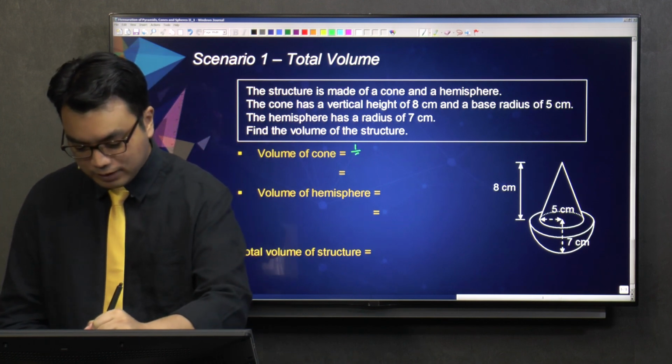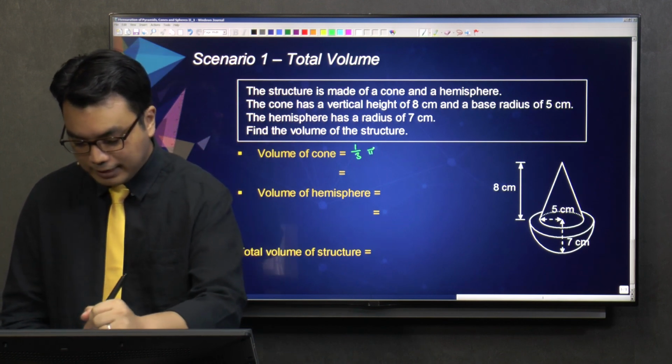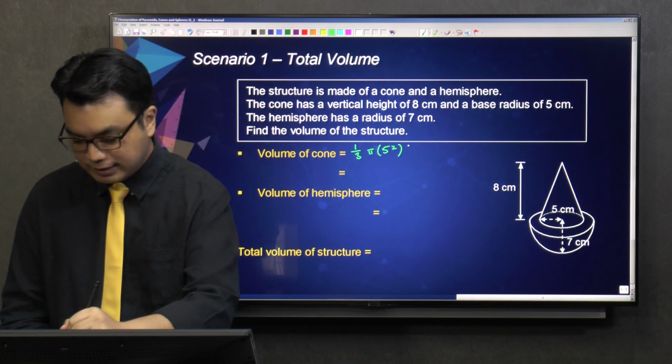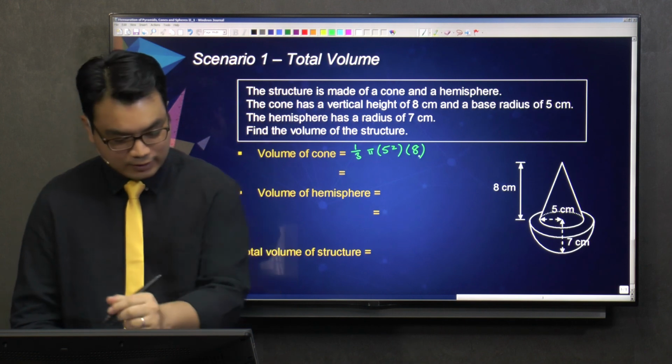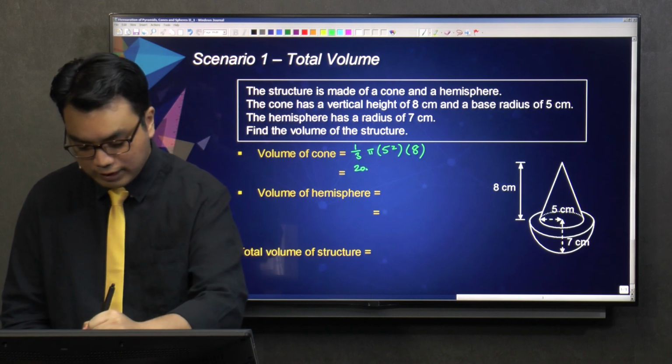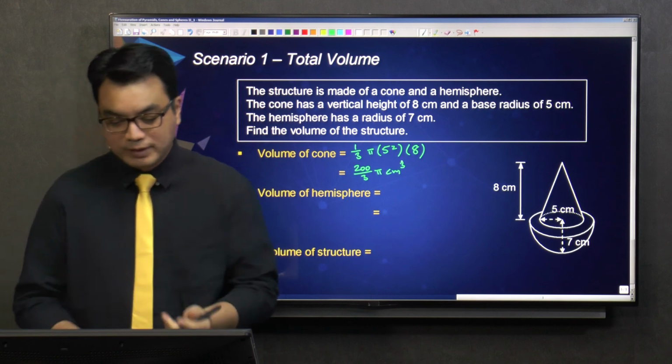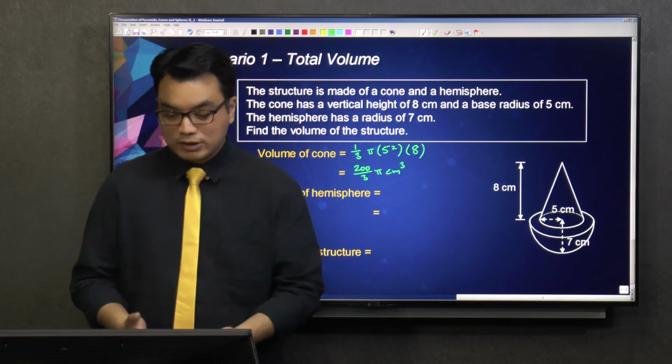So remember, the formula is 1/3 pi r squared h. So 5 squared times 8. Alright, and from here it will be 200 over 3 pi cubic centimeters. I leave it in terms of pi.